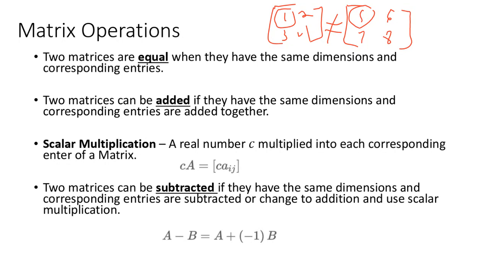You can add two matrices if they have the same dimension. And then if they do have the same dimension, then we just add the corresponding entries together. And then we have something called scalar multiplication, which just means that you're going to multiply by some number to every entry in the matrix. Okay, and I have examples of this here in a second. Two matrices can be subtracted if they have the same dimension. And if they do, then you just subtract the corresponding entries. Or you can change it to addition and use scalar multiplication. So here b I can multiply by -1. And so this side here would be the same as this.